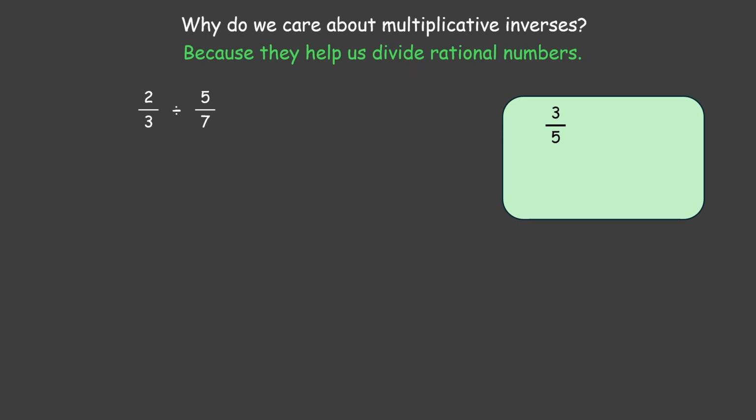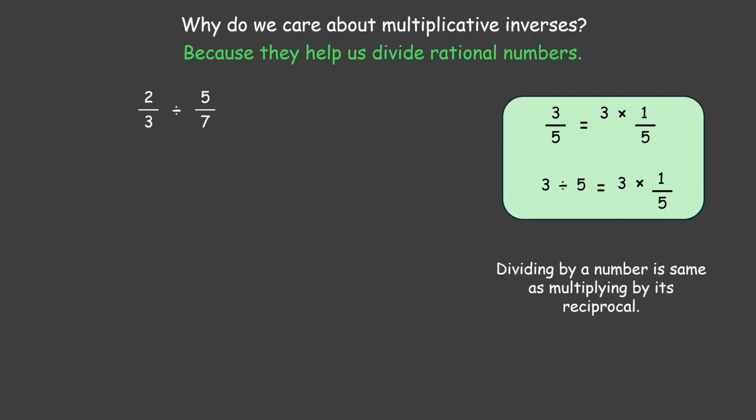If we need to divide 3 by 5, can we write this fraction, this rational number as 3 into 1 by 5? Because that's 3 into 1 is 3. So this is just nothing but 3 by 5. So basically 3 divided by 5 can be written as 3 into 1 by 5. So what have we done here? This division has changed into multiplication and this 5 has changed into 1 by 5. 1 by 5 is the reciprocal of 5 or the multiplicative inverse of 5.